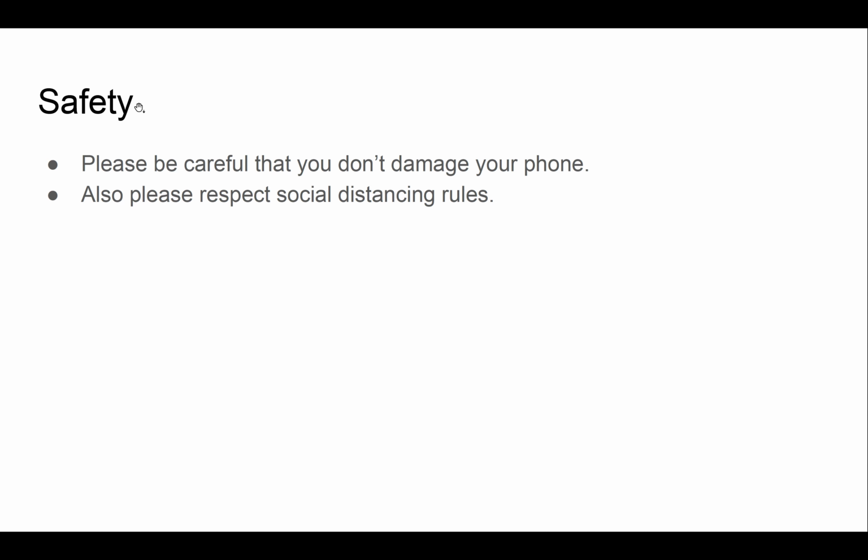The main thing I want to say is please be careful that you don't damage your phone. Also, in past years we've had projects with people doing things in elevators. Obviously now you have to make sure everything's socially distanced, and respect all the COVID rules.